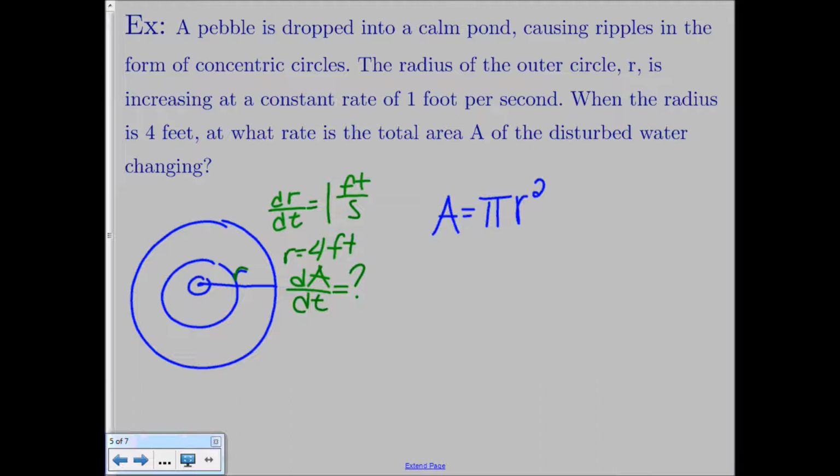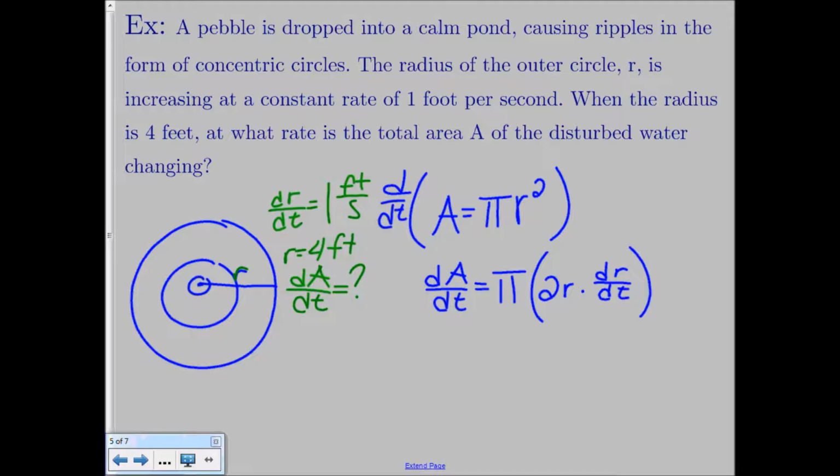So now that we have our equation, we're going to take our derivative with respect to time. So using implicit differentiation here, we're going to get the derivative of A with respect to time, or dA/dt, is equal to pi, since pi is a constant, it's not going to go anywhere, times the derivative with respect to t of r squared. So we're going to get 2r times dr/dt.